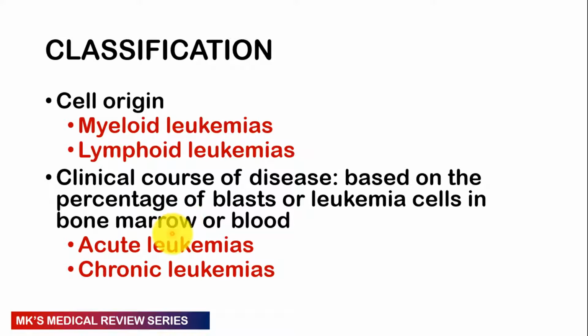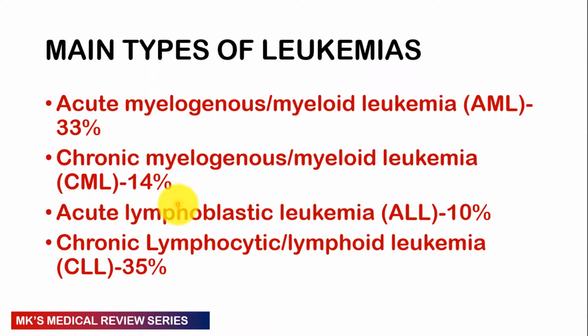Now, if we take both of these classification systems and group them together, we have predominantly four main types of leukemias. You have acute myelogenous or myeloid leukemia, which is known as AML, which accounts for 33% of the leukemias. We have the chronic myelogenous or chronic myeloid leukemias or CML, which are accounting for 14%. The acute lymphoblastic leukemias or ALL, which are accounting for 10%, and the chronic lymphocytic or lymphoid leukemias or CLL, which are accounting for 35%. You also have other leukemias which account for roughly about 8%. So these are the predominant four main types that we will talk about.